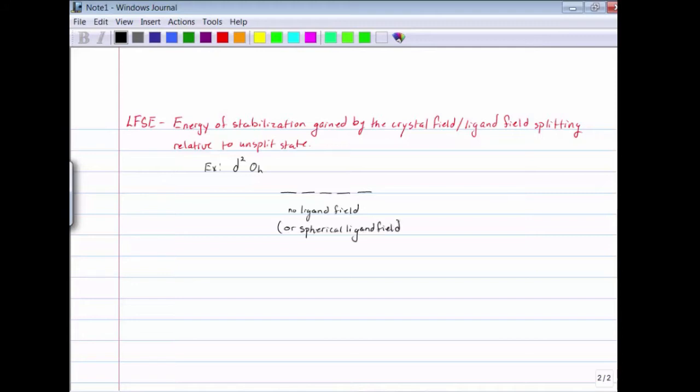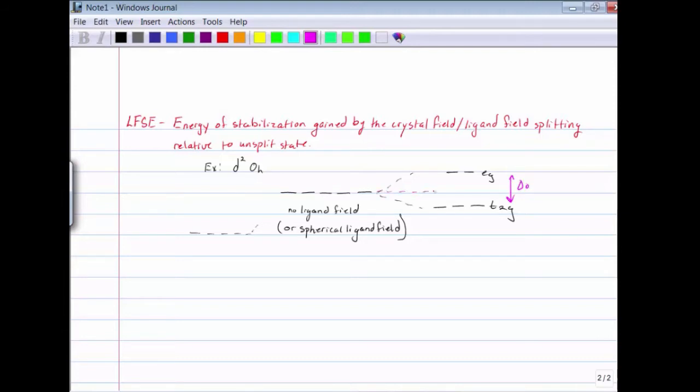And the actual no ligand field would probably be of lower energy. So this would actually be no ligand field. When you have ligands around, it raises the energy. And then if you consider the actual geometries of those ligands, then you get a split state. And we split the octahedron into 2 higher energy Eg orbitals and 3 lower energy T2G orbitals. So this is delta O.